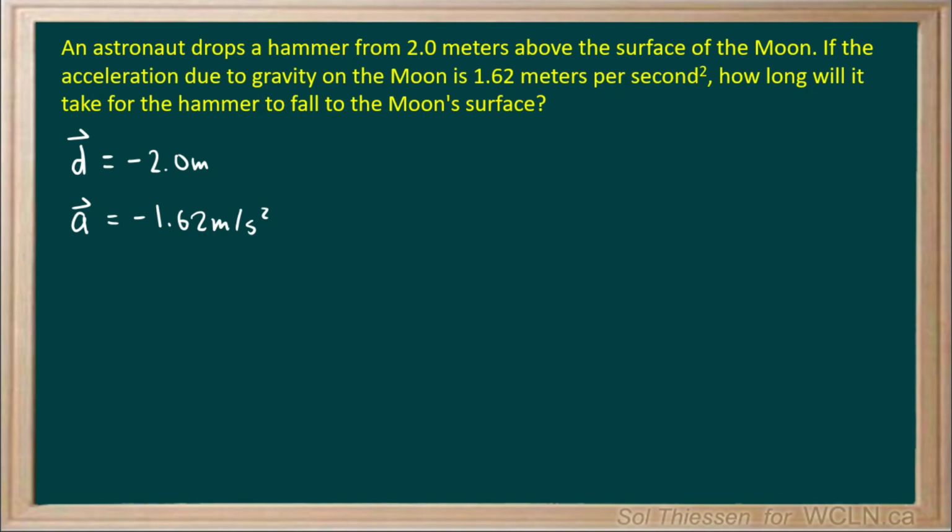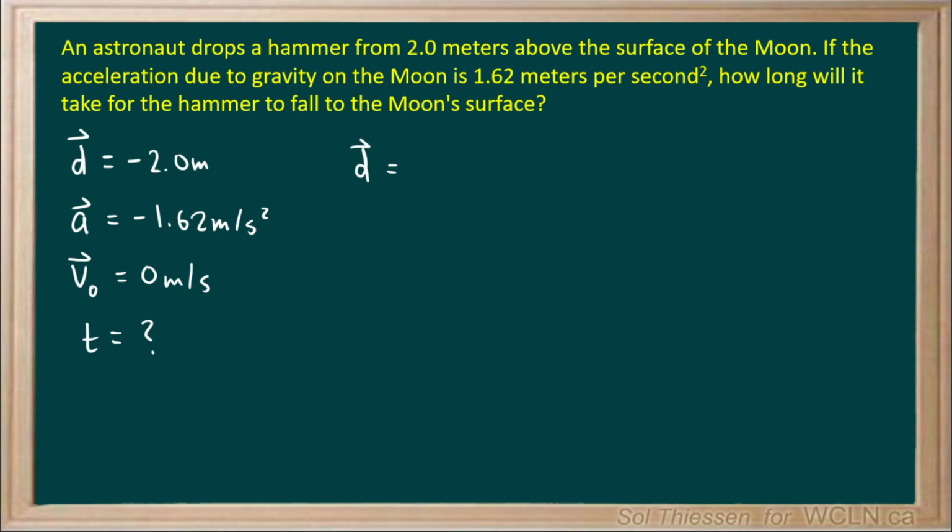We know the initial velocity of the hammer. We're assuming that it's dropped from rest, so that initial velocity is 0 meters per second. We want to know how long it takes for the hammer to reach the surface of the moon. So we want to know the time. So we can use this equation.